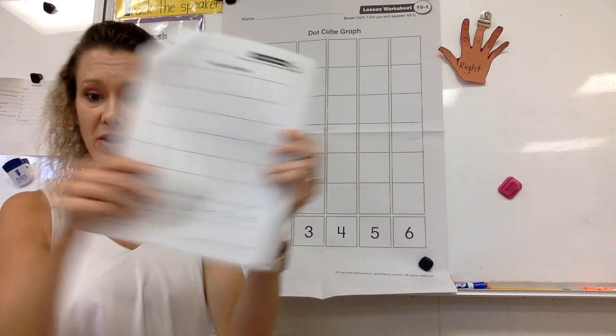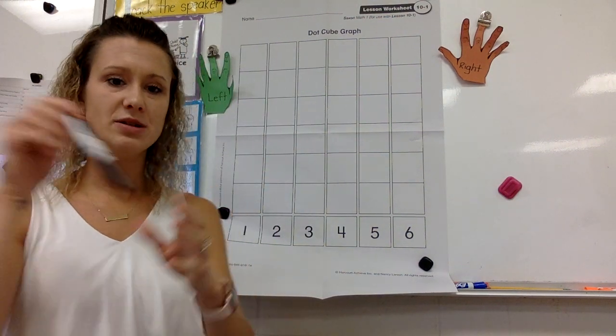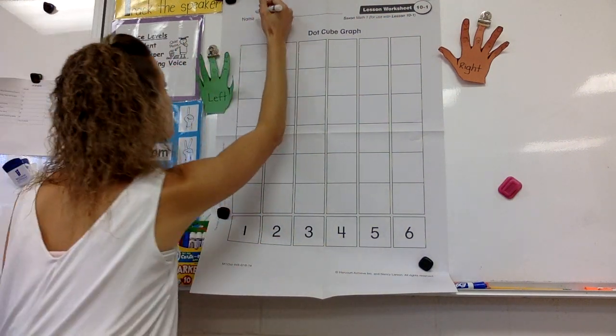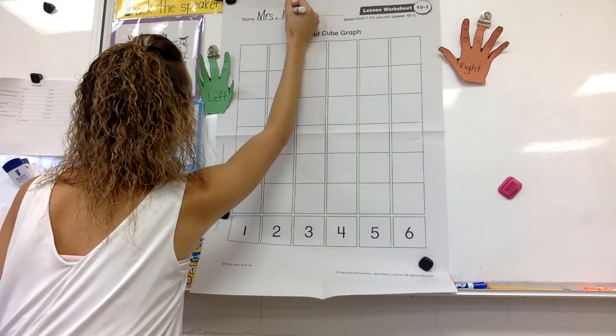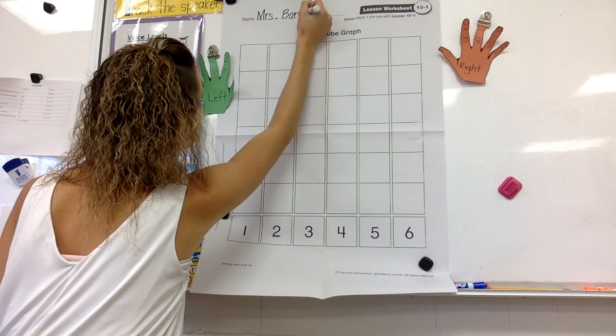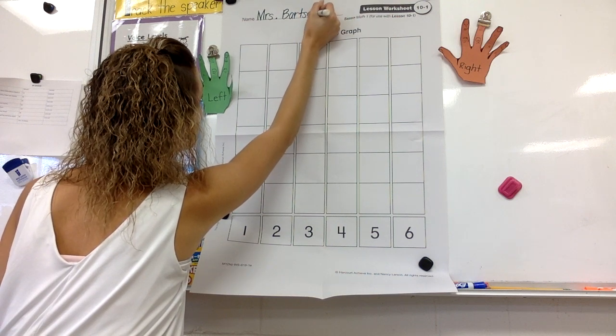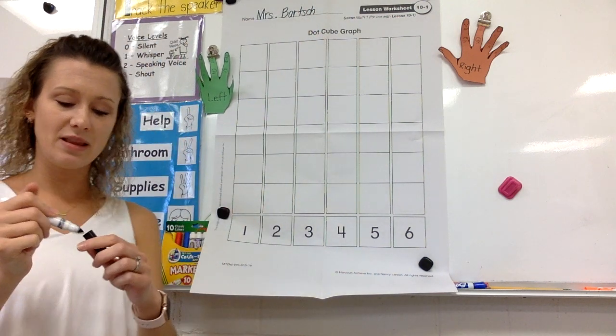So what I need you to do is write your name at the top. I'm going to use a marker so that you all can see. Write your name at the top. Make sure your letters all sit on that bottom line.